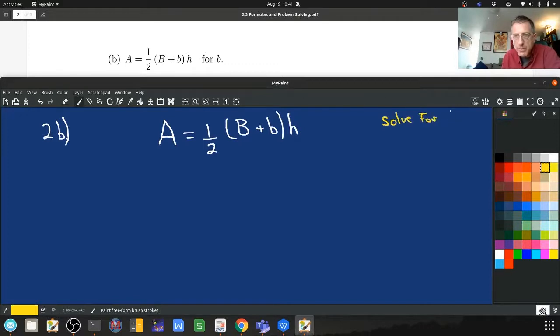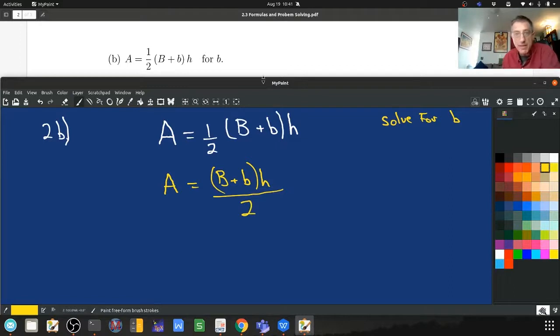for the small b. So the first thing here, notice that the small b is locked inside parentheses. So at some point we will have to use distribution to get it out. So notice, again, by what I just said, this is identical to writing A is equal to (B plus b) times h, all of it divided by 2. These two expressions are exactly the same.